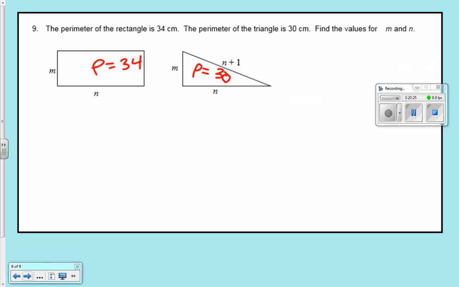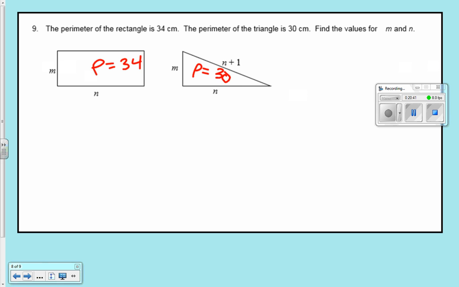I don't really need to define my variables because they don't really stand for anything. M is the height of that rectangle and the height of the triangle. It's the base of the rectangle and the base of the triangle. So I don't want to confuse myself. I'm just going to use what's written in front of me. Everything's labeled. So the perimeter of the rectangle.